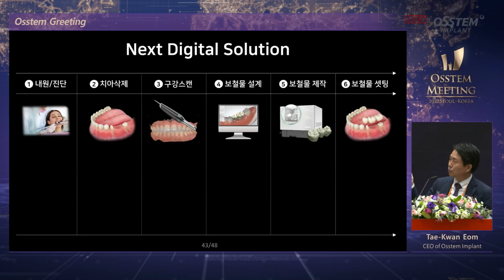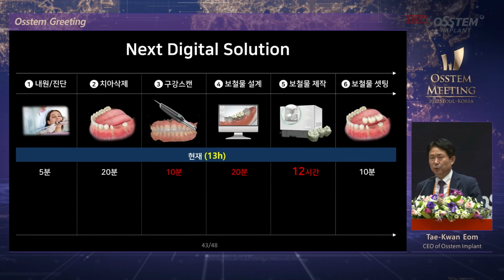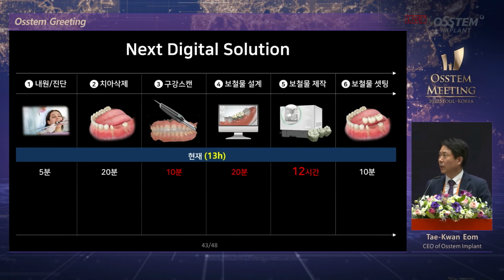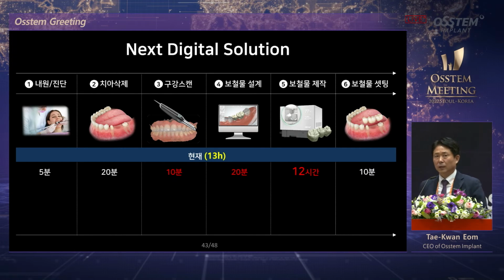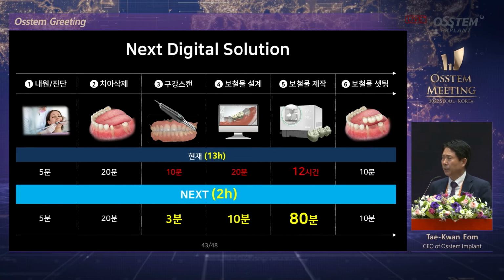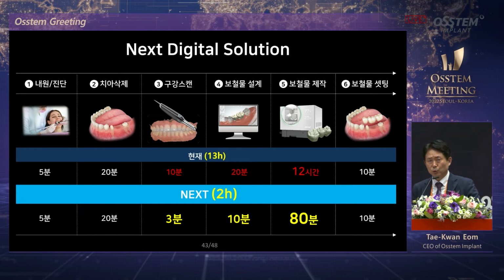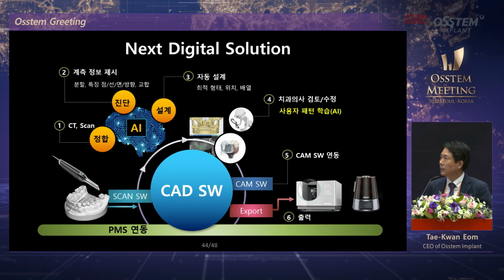Next, the digital solution on the visit, tooth reduction, and intraoral scanning, prosthetic design, and we want to do it all in one day. If you use semi-sintering, it takes 12 hours. It is not possible to do one day treatment, so we want to finish it within 2 hours. So high-speed sintering materials and devices are developed. We almost completed it.